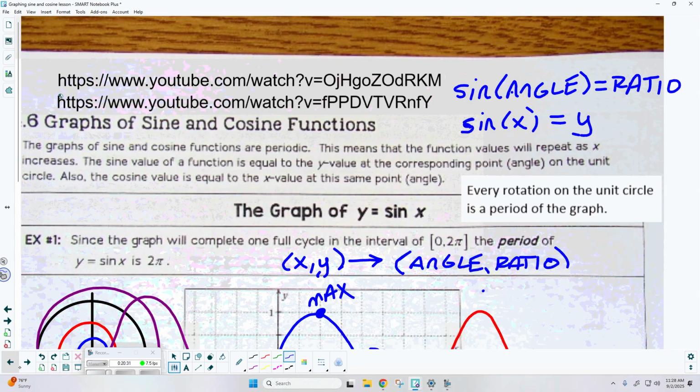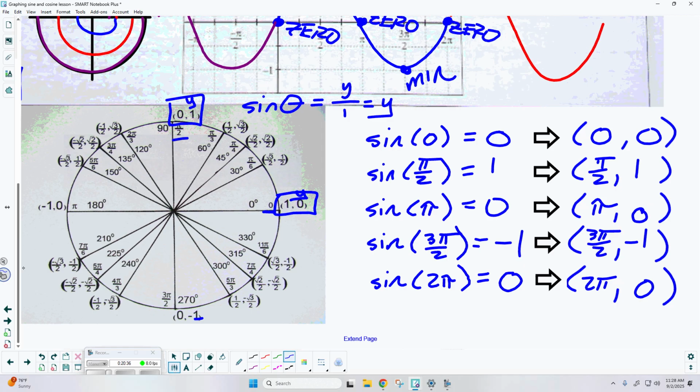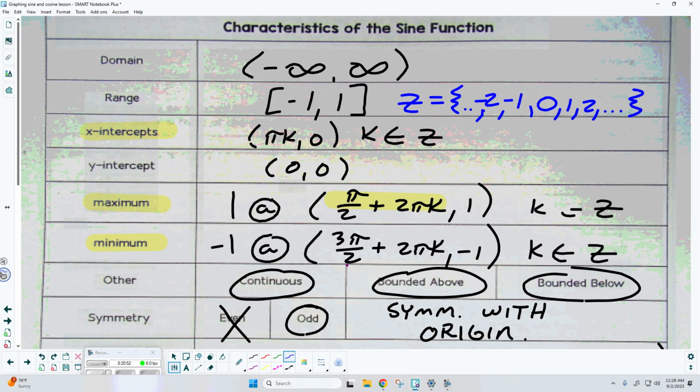Well, if you come back over here to the unit circle, take a look at all of these ordered pairs that we have here. What is the single largest y value that we got? 1. What's the single smallest y value? -1. So that's why the range has to be between -1 and 1. Everything we know about these graphs is coming straight off the unit circle. Okay, now I've got x-intercepts, maximums, and minimums all highlighted.